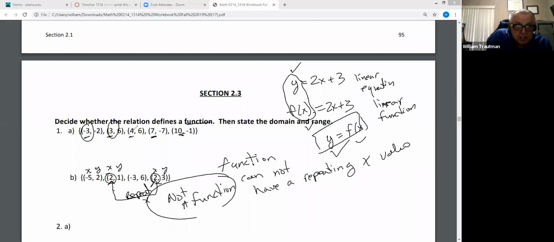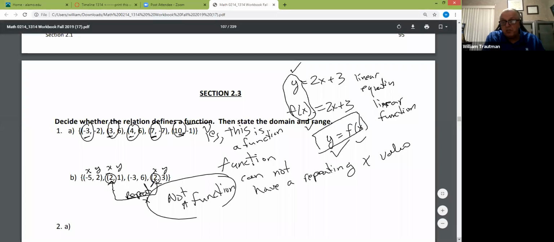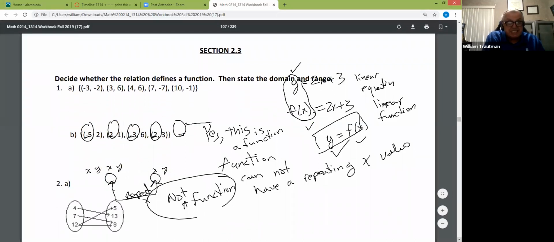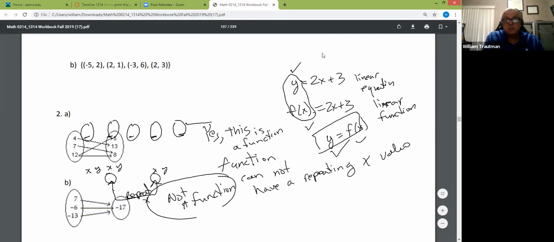A has all different x values. So yes, this is a function. Okay, so repeating x values mean if you have a repeating x value, it is not a function.